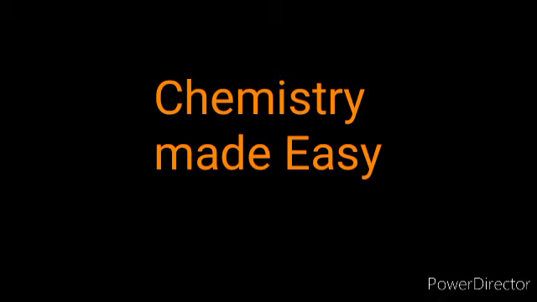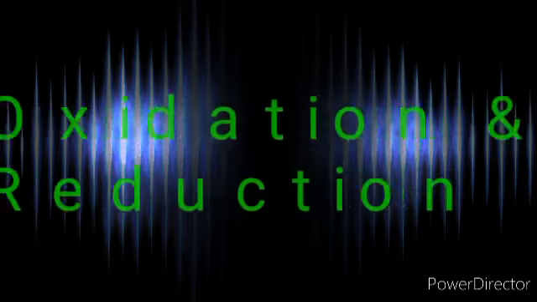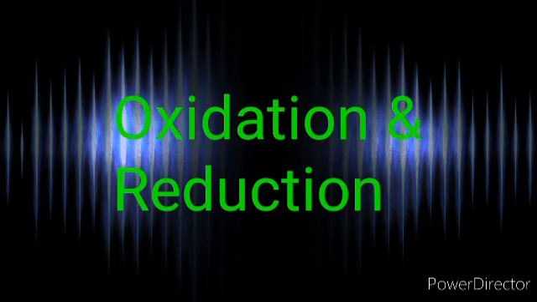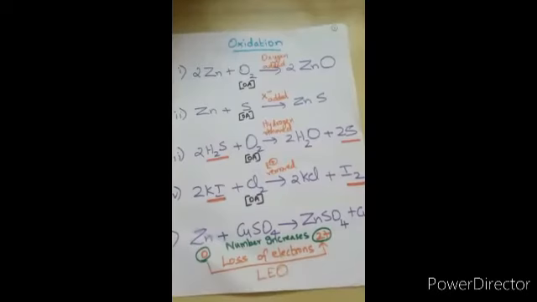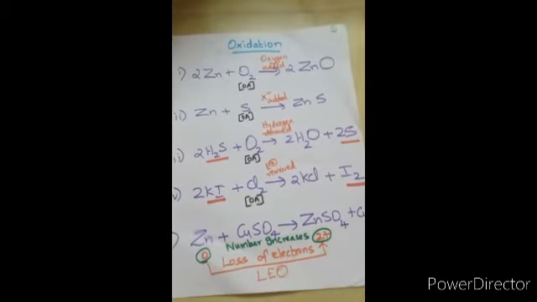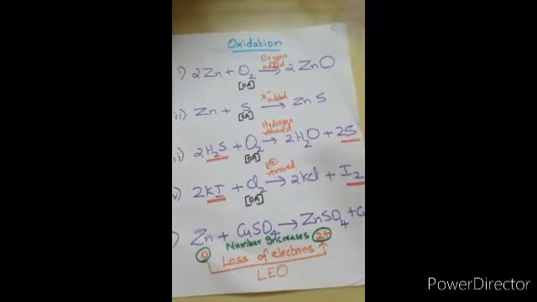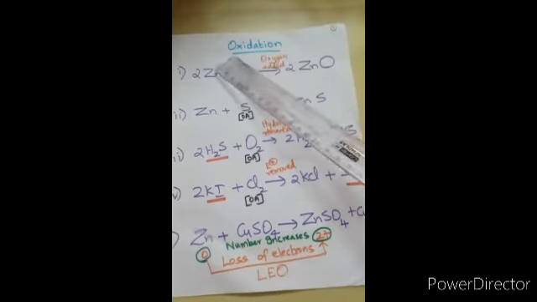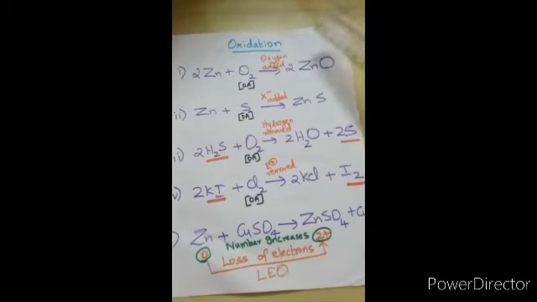Welcome to our channel. Today, under Chemistry Made Easy, we are going to study the concept of oxidation and reduction. As a student of science, you must be familiar with the term oxidation. As the name implies, oxidation means adding oxygen. When oxygen is added to an element or a compound, we say that oxidation has taken place.